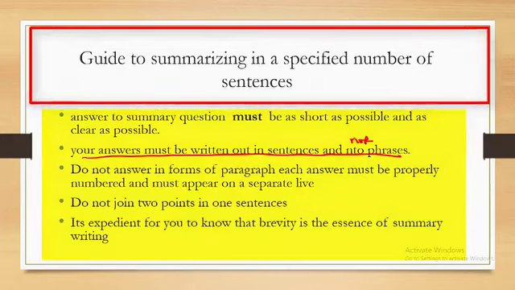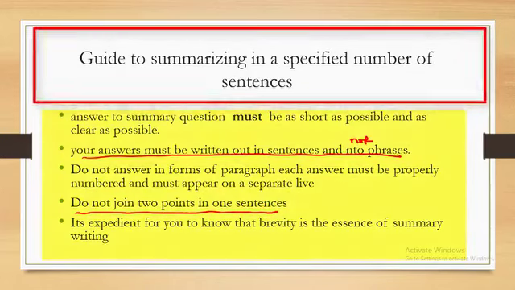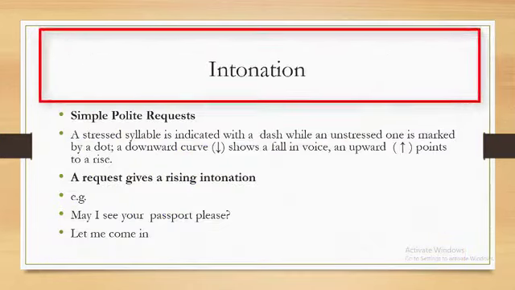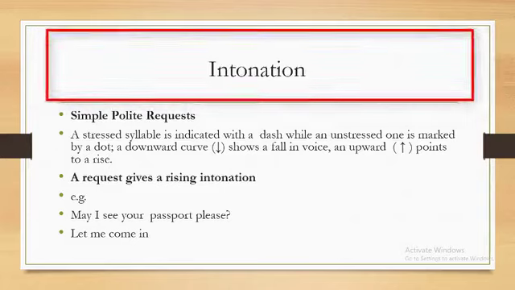Then, do not answer in form of paragraphs. Just number your answers. Then don't join two points in one sentence. It's very wrong. Don't mumble up your points. Just itemize them. One sentence for each point. It's also important that you know that brevity and clarity is the essence of summary writing. So with that, we move to the next thing, and that is intonation.